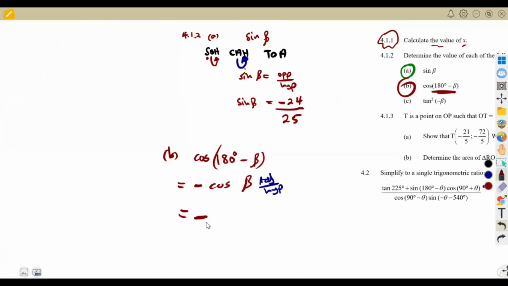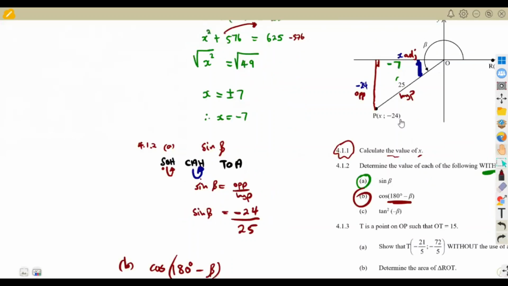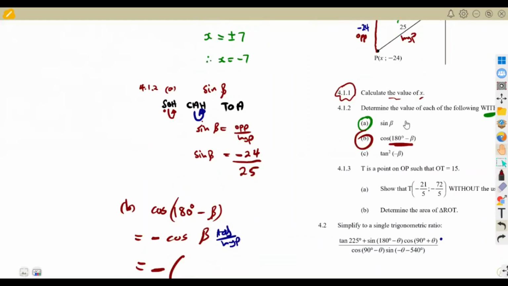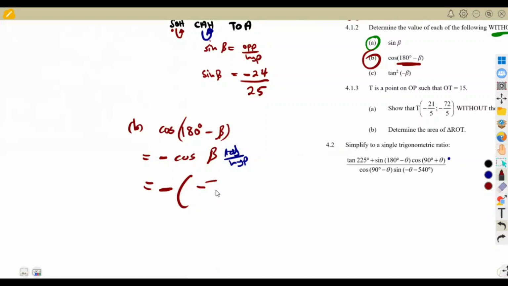So let us take on our diagram, but take note already we have got what there? A negative. So you're going to have negative of cos beta. Okay? Our cos beta is what? According to this, we said adjacent. The adjacent is what? -7, the one that we calculated, over the hypotenuse. So it's -7 over what? Over 25. That is the ratio there. So it's going to be -7, the adjacent, over the hypotenuse, 25.